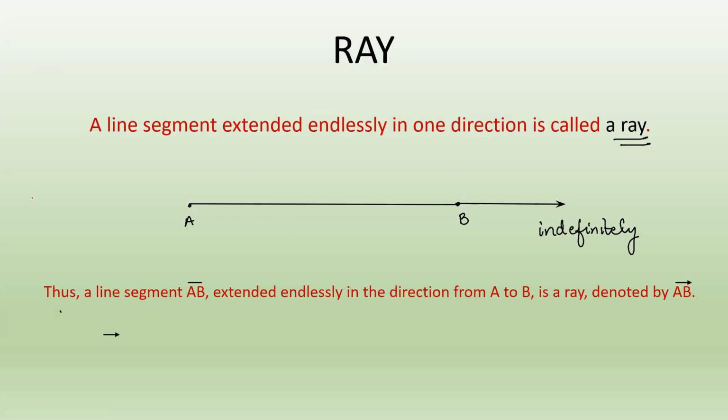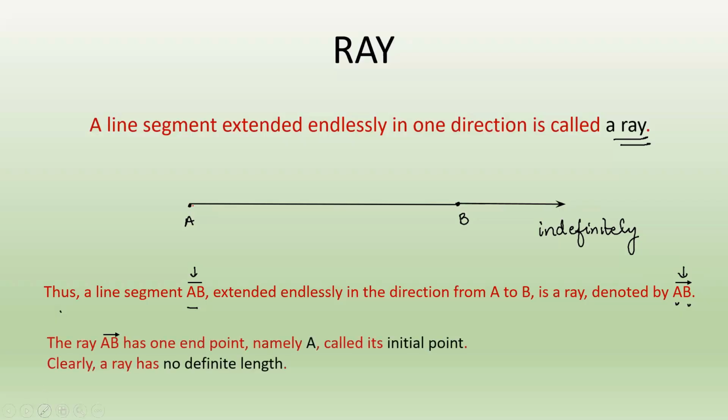Now let us understand how do we denote it. For denoting a line segment, we used to make a small line segment on AB. Now, for denoting a ray, which shows that it is extending from A to B, we write A first and then B, and we make a ray over it.